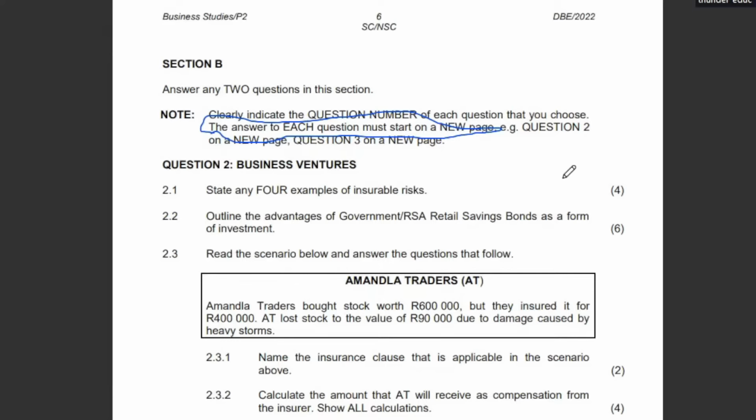Okay, right. So now let's jump on to question 2. Question 2 reads as follows. State any 2 examples of insurable risks. So now, insurable risks in this regard, we check which risk do you actually insure.